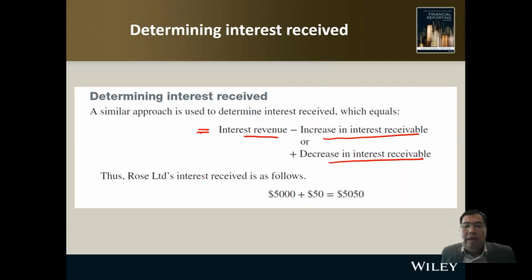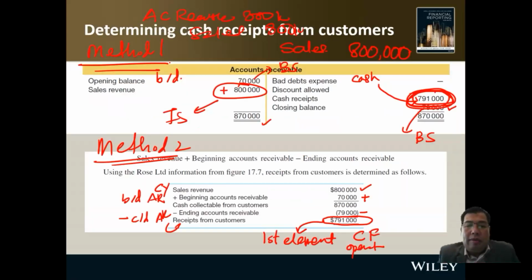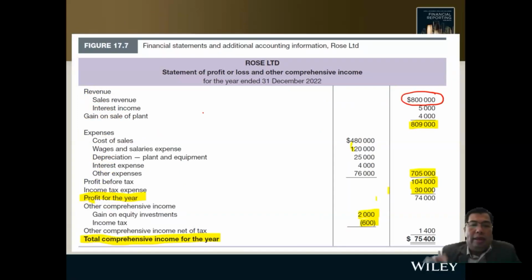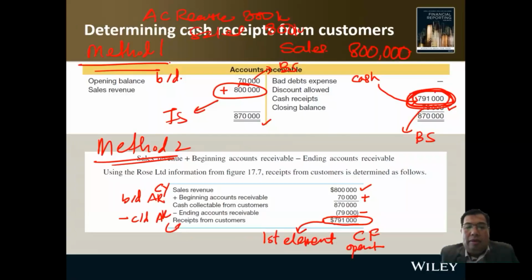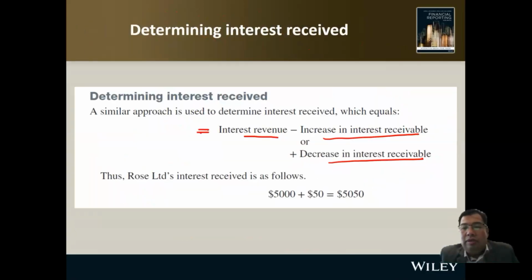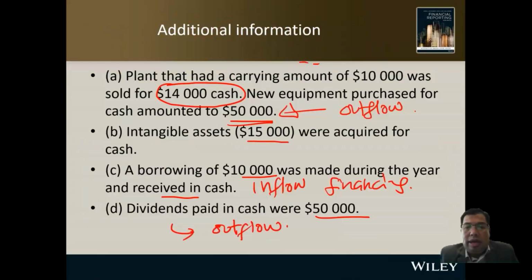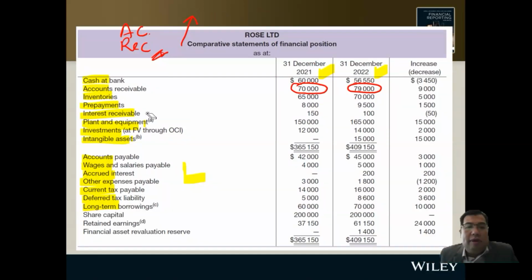I'll give you a simple example. In these questions, our interest income is 5,000. So you expect this is cash. But you have to check again your interest receivable accounts, whether it increased or decreased. So let us go to your interest receivable. So where is your interest receivable account? So this is your interest receivable.